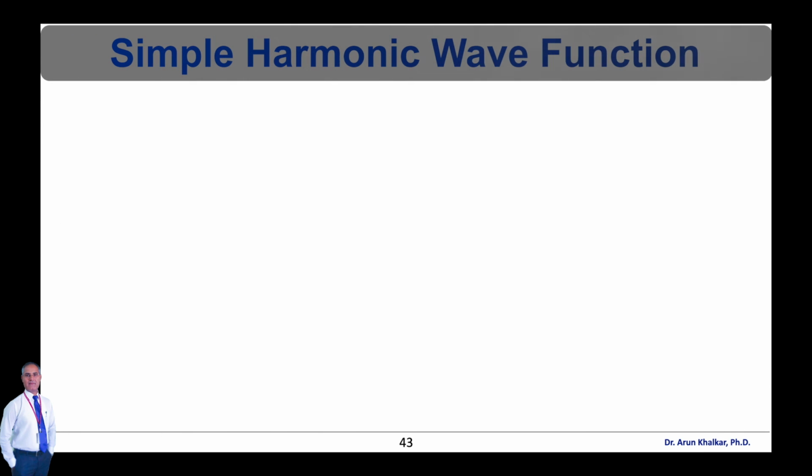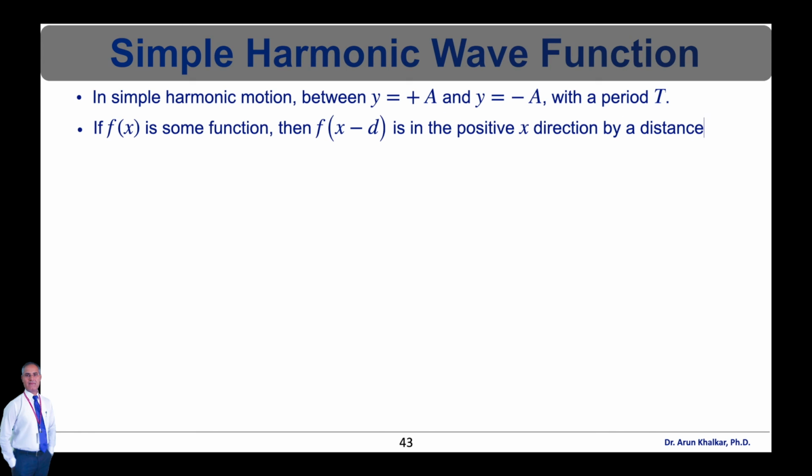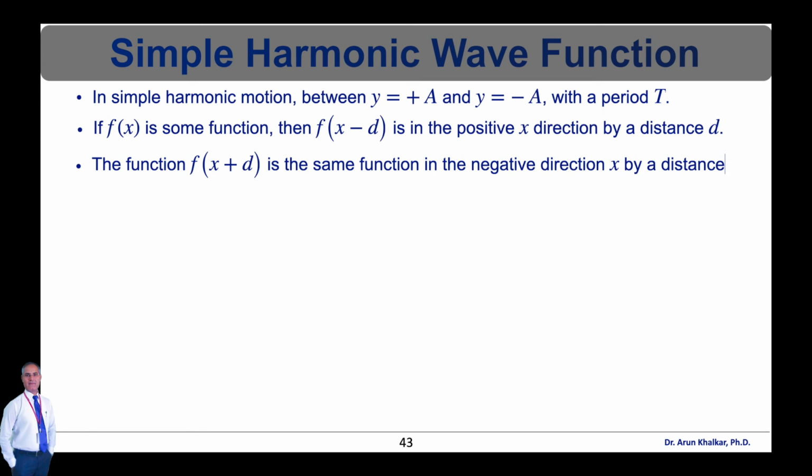Now let's see the simple harmonic wave function. In simple harmonic motion between y equal to plus A and y equal to minus A with a period capital T, the wave is sinusoidal and is translating in the positive x direction as time progresses. Let's recall from your study of algebra that if f of x is some function, then f of x minus d is the same function translated in the positive x direction by a distance small d. The function f of x plus d is the same function translated in the negative x direction by a distance small d.